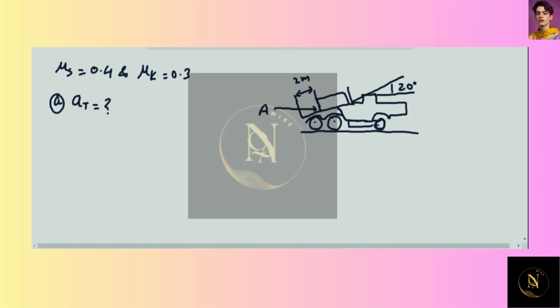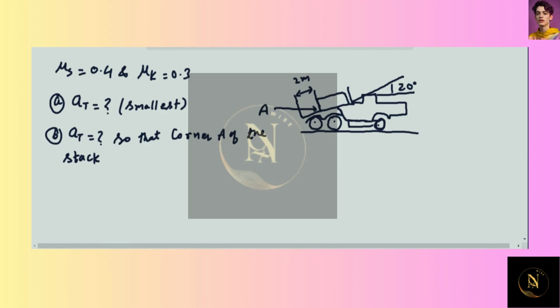Calculate the smallest acceleration of the truck. So we have to calculate the smallest value of acceleration of the truck, so that corner A of the stack reaches the end of the bed in 0.9 seconds.